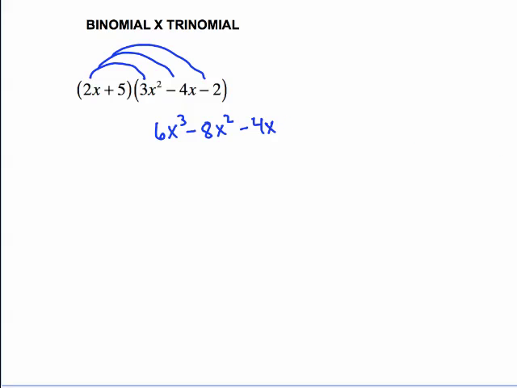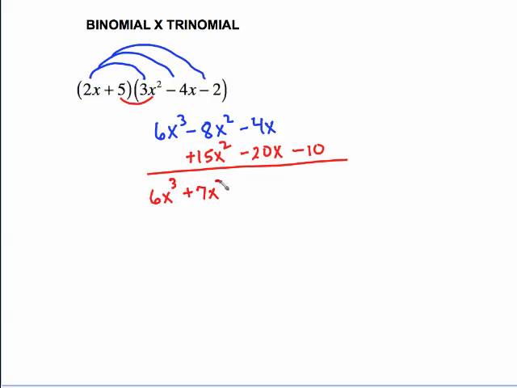Then I need to distribute with my 5. So 5 times 3x squared is 15x squared. Instead of writing it out here, I'm going to put it under here like I did with the vertical adding and subtracting, because now I've got my like terms lined up. 5 times negative 4x is negative 20x being lined up right here. 5 times negative 2 is negative 10, just strung out to the side there because there's nothing to group it up with. Then combine your like terms in the column. 6x cubed plus 7x squared minus 24x minus 10.